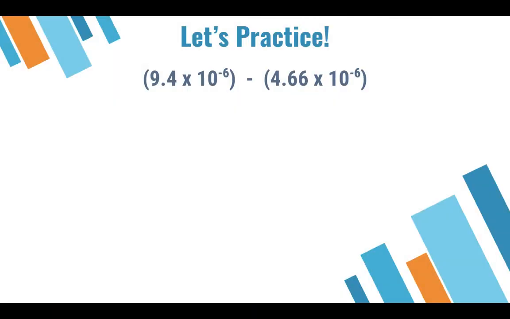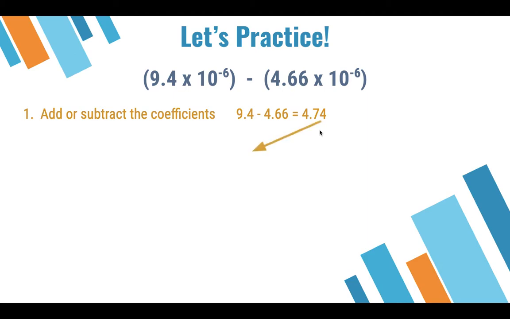Let's try this one with subtraction. We have 9.4 times 10 to the negative 6 minus 4.66 times 10 to the negative 6. Same exponents. The only difference on this one is that we are going to subtract our coefficients. So when we subtract 9.4 minus 4.66, we get 4.74. Next step is just leave our exponent alone, so we carry it down. So we bring our 4.74 times 10 to the negative 6. It stays the same. Leave that exponent alone.